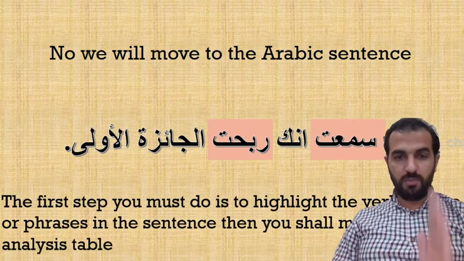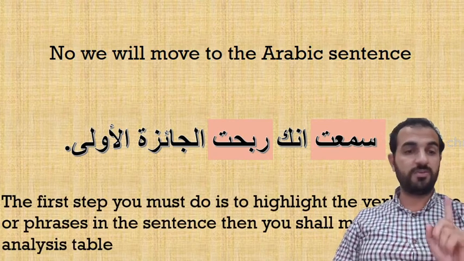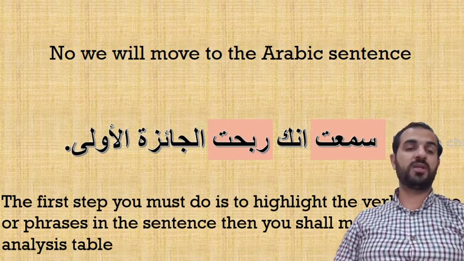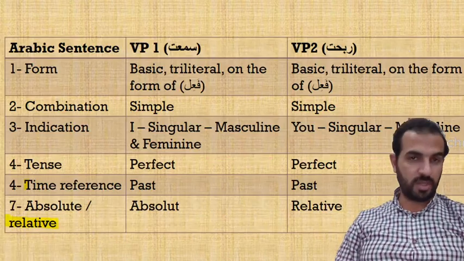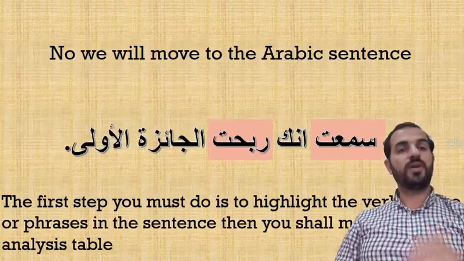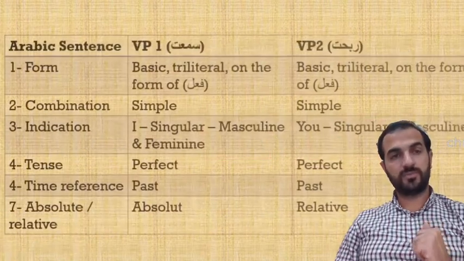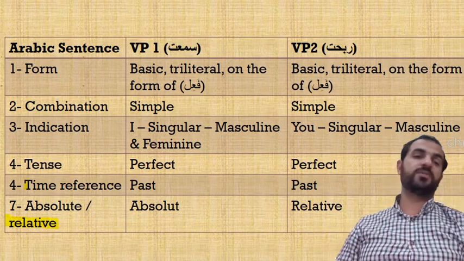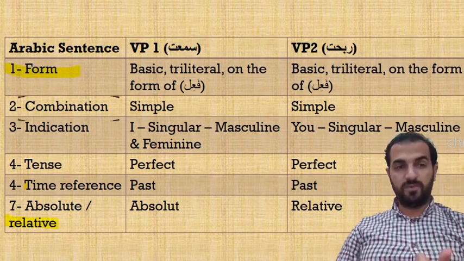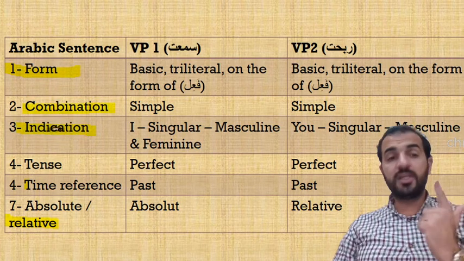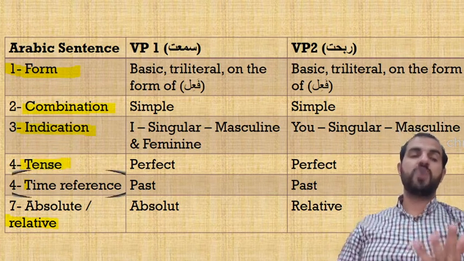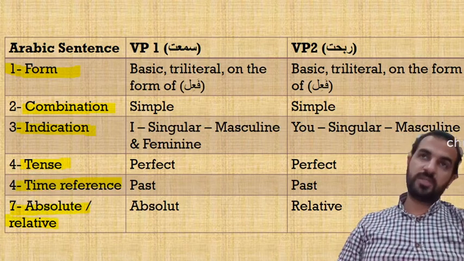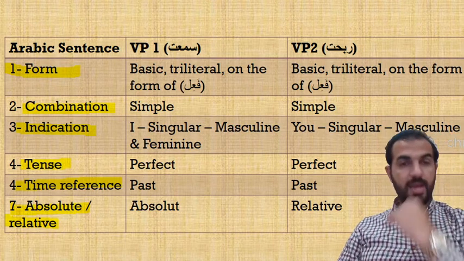The first step you must do is to highlight the verb phrase or phrases in the sentence. Then you shall move to the analysis table. Now look to this table. We have the Arabic sentence, sorry. VP1, VP2. Because we already identified the VPs. We have form, combination, indication, tense, time reference, absolute and relative. These are the steps that you should follow in writing your analysis.